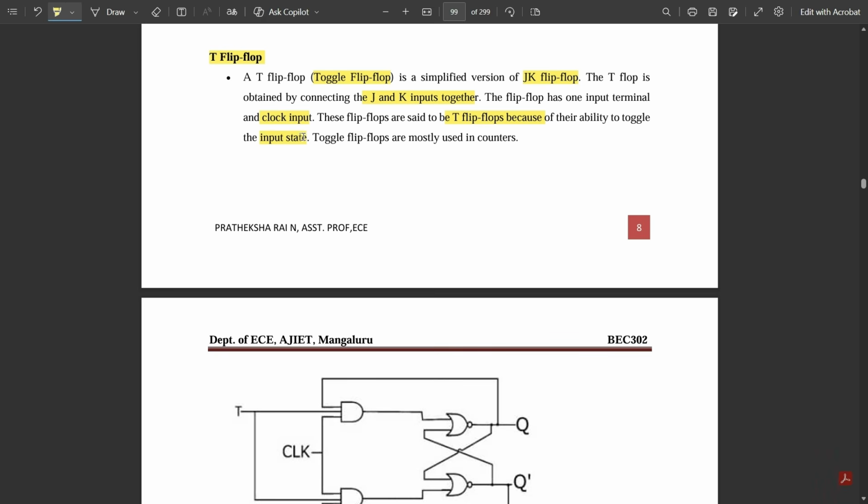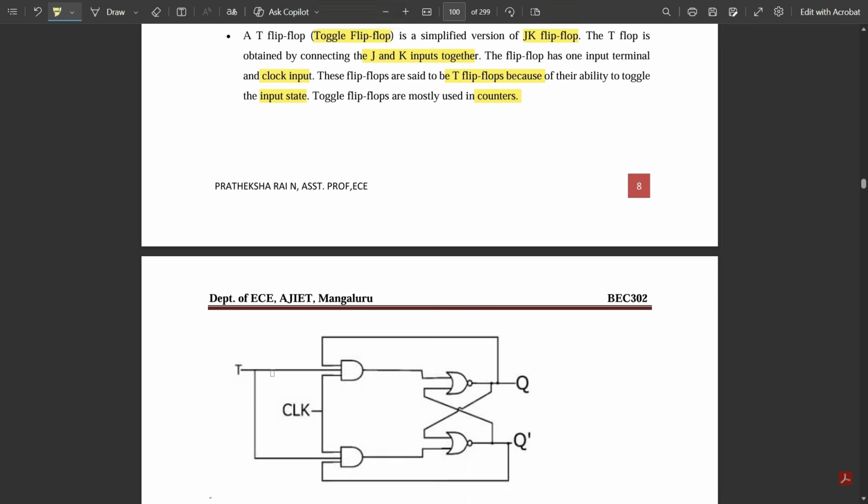It would be toggling because we are using some of the characteristics of the JK flip flop, which are taken from the output side. That's why it is in the toggle state, and toggle flip flops are mostly used in counters. The counters we are also going to see in the upcoming modules. That's why I thought to do this video, because in order to understand registers and counters, these flip flops are the fundamentals.